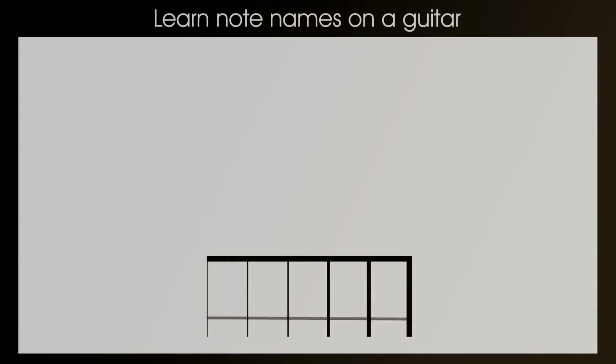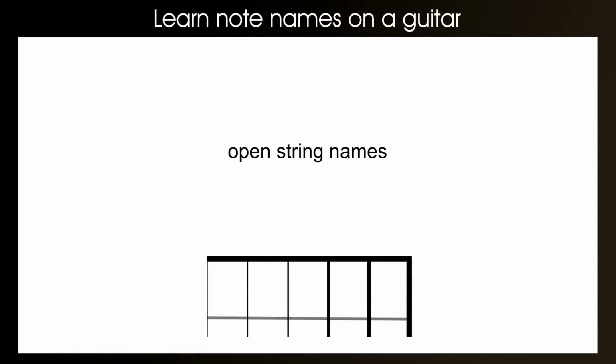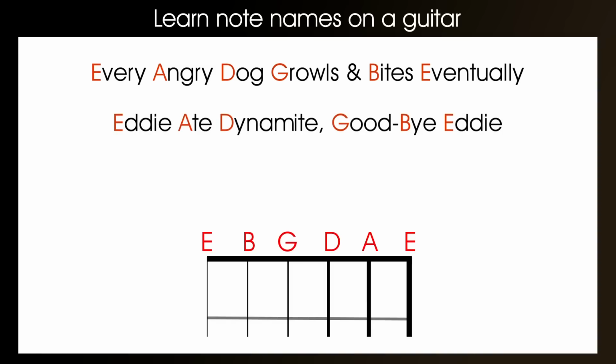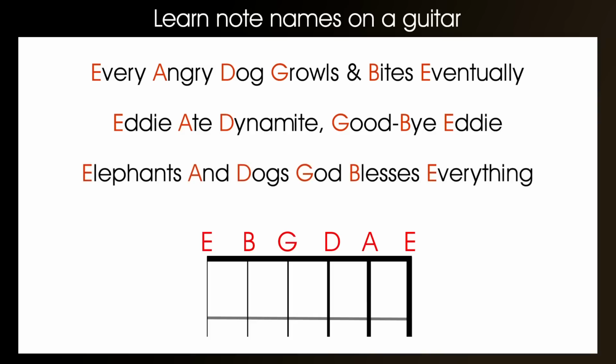Step 1 in learning the names of the notes on a guitar is to learn the names of the open strings. The names of the open strings, going from thickest to thinnest, are E, A, D, G, B and E. And you can remember these by using a simple saying. Here are 3. Every angry dog growls and bites eventually. Or, Eddie ate dynamite, goodbye Eddie. Or, elephants and dogs, God blesses everything.